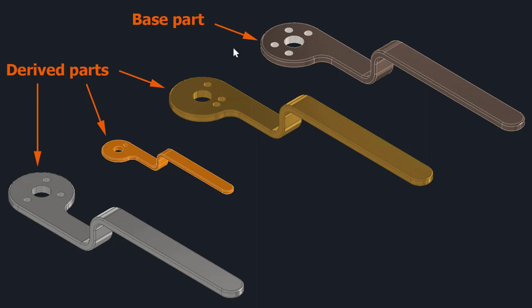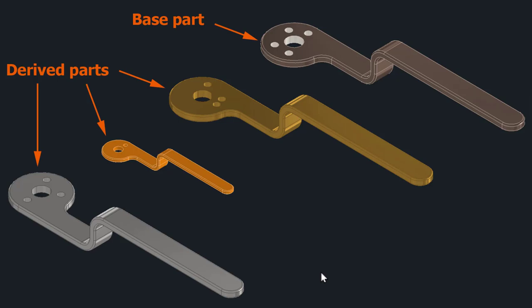Actually, starting from a base part like this one, we can obtain these derived parts. One is similar to the base part, but with different holes here. Another is scaled at a half scale, and the other is on the left. This is right-handed, right-handed, right-handed, and this is left-handed. In other words, it is mirrored.